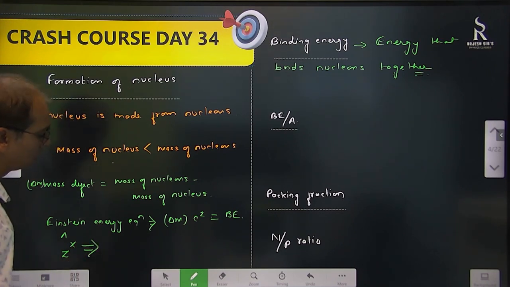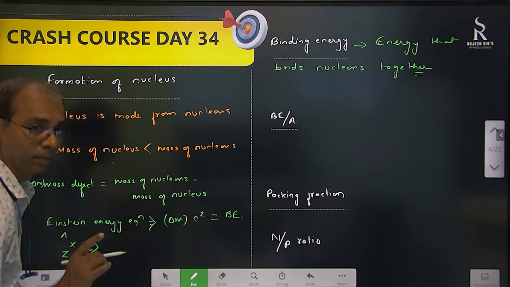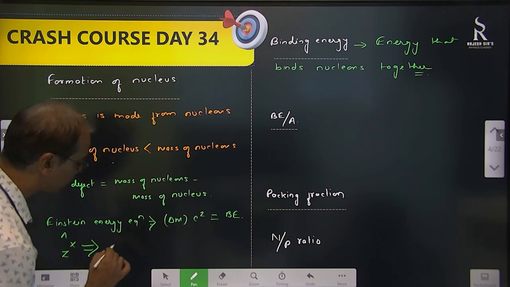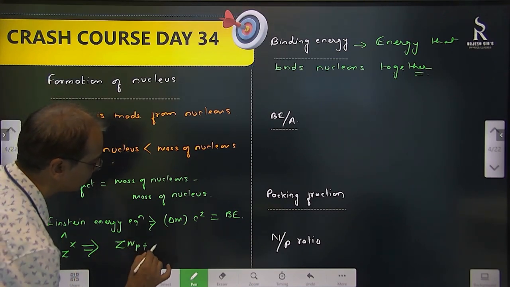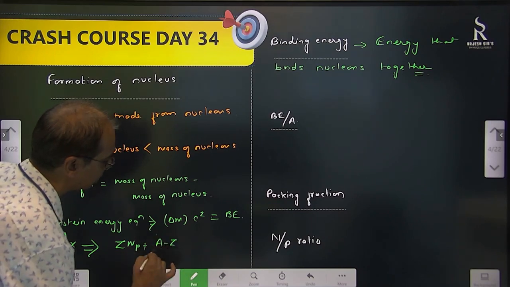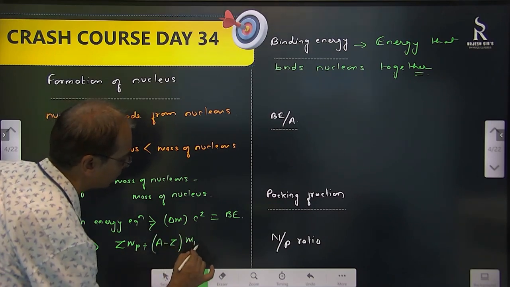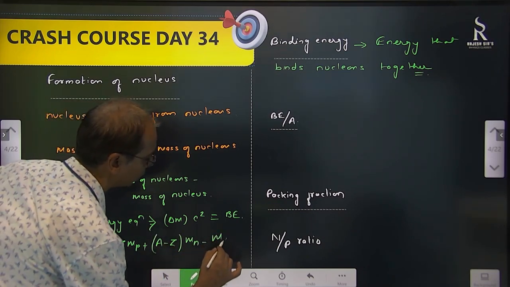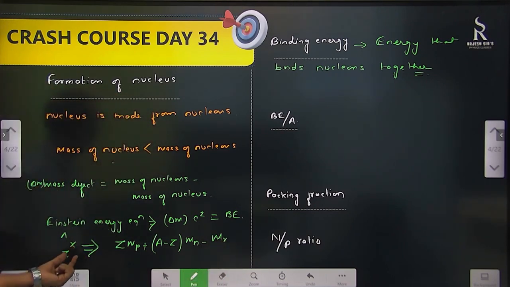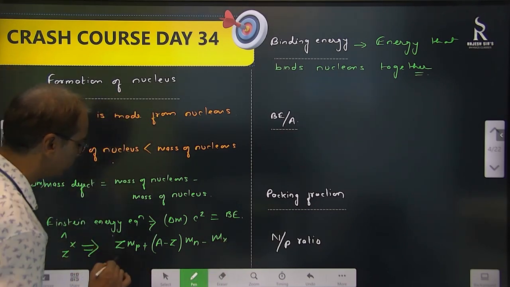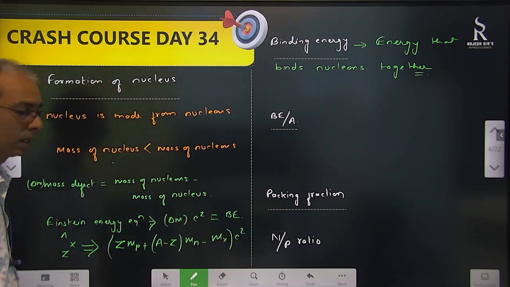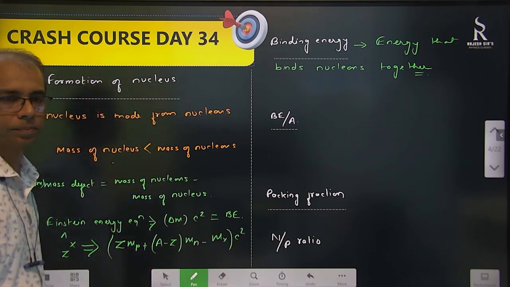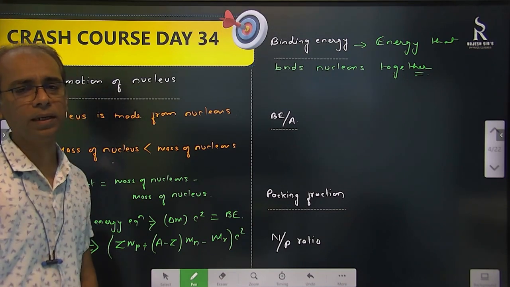Now, what we know is the mass of proton. So how many protons are there? Z. So Z into mass of proton plus A minus Z mass of neutron minus mass of nucleus. X is the element. So mass of nucleus, into C squared. This is binding energy.